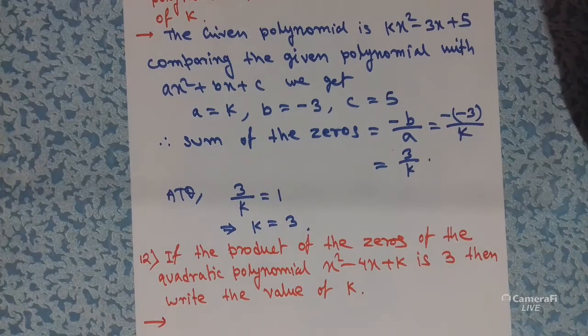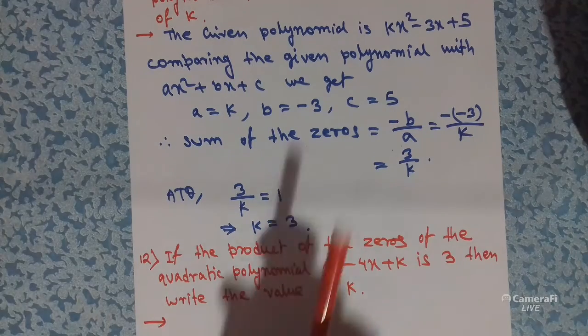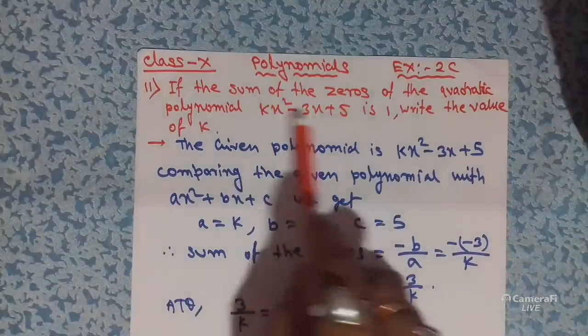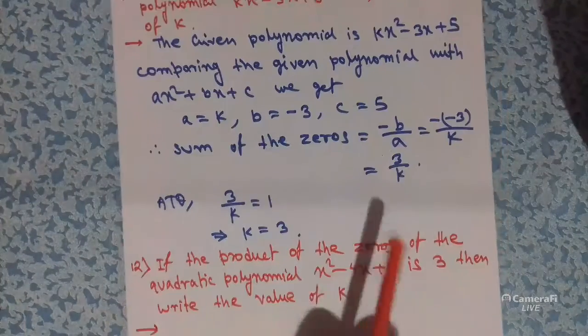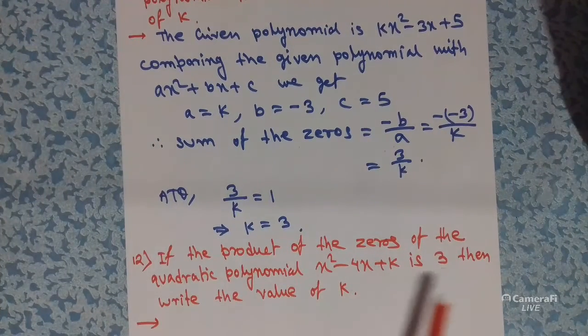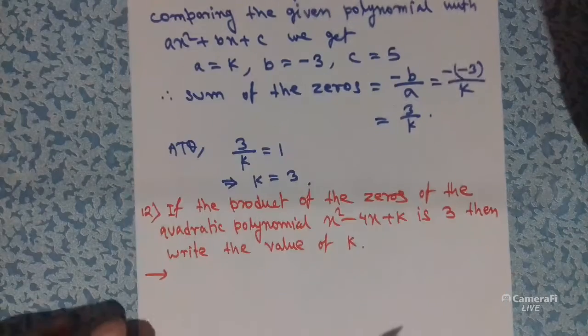So it is the similar problem, students. In the previous problem it is given that sum of the zeros is 1, and in this problem it is given that product of the zeros is 3. So it is similar problem.